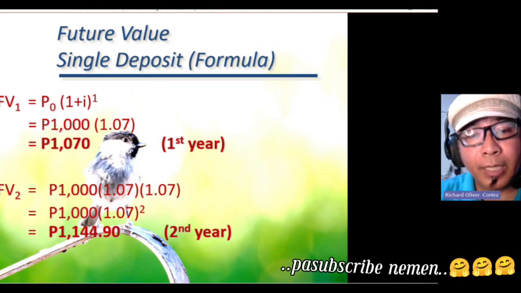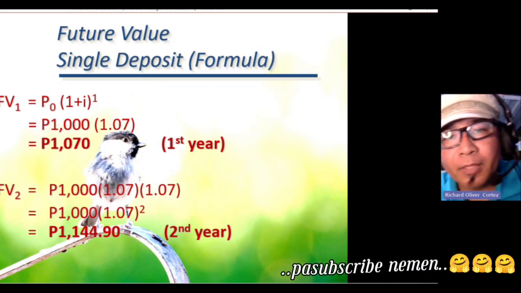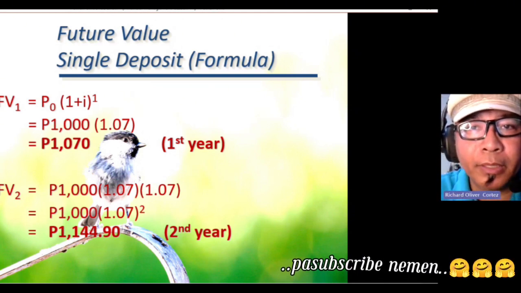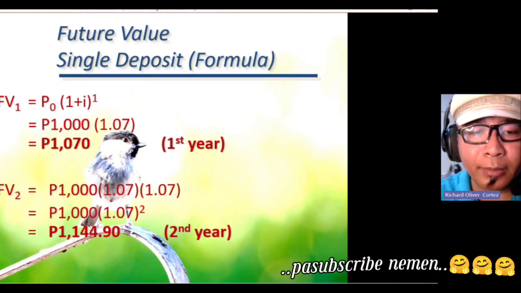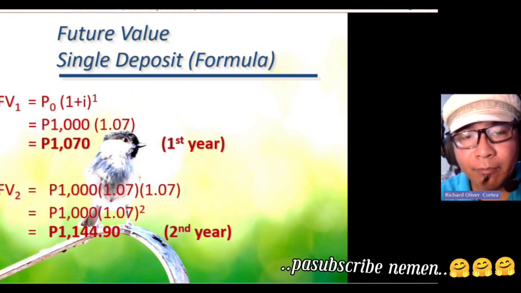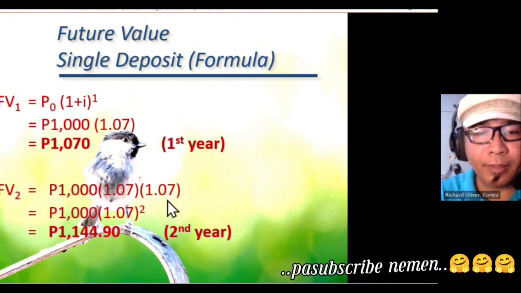Okay? So it means it takes long, no? If using this formula, computing the compound interest, the compound amount, takes a long time. You can imagine, right? How many times you have to multiply. Okay?